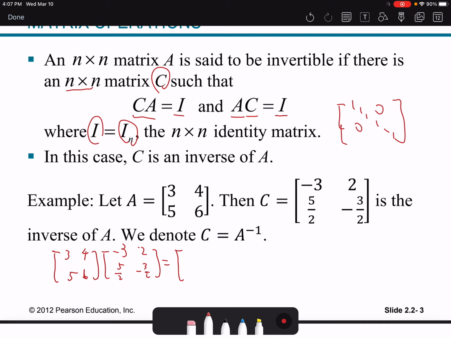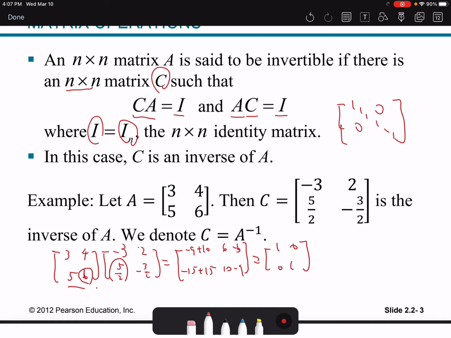The first entry will be 3 times negative 3, which is negative 9, and 4 times 5 and a half, that will be 22... Actually, working through: 3 times negative 3 is negative 9, plus 4 times 5 and a half is plus 10... and 3 times 2 minus 4 times 3 and a half will be negative 6. And 5 times negative 3 will be negative 15. Well, 6 times 5 and a half, that's plus 15. And 5 times 2 is 10, minus 6 times 3 and a half will be minus 9. So we end up with 1, 0, 0, 1.